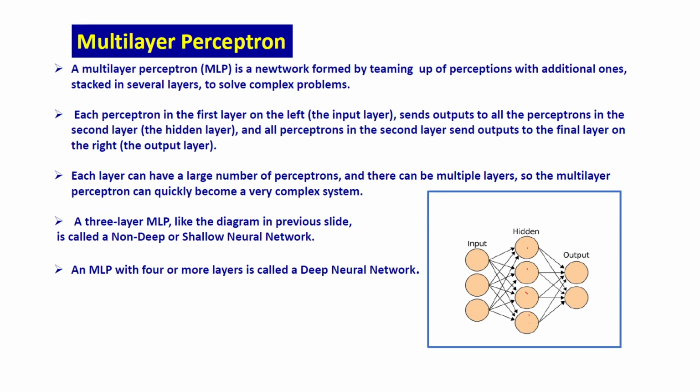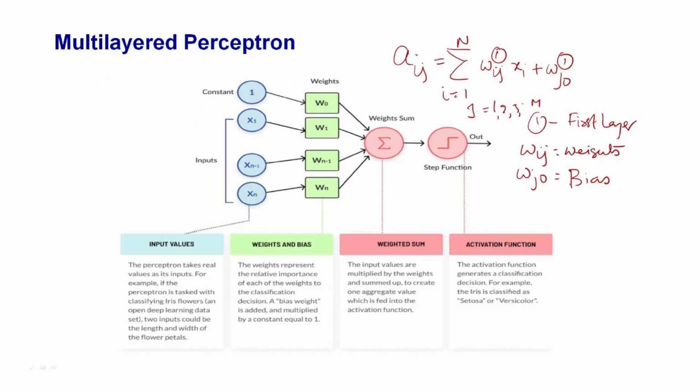So, the 3-layer MLP shown here is basically called a shallow neural network, because you have only 3 layers. But when you have 4 or more layers, it is called a deep neural network. That is what is used in deep learning methods, where more such layers are used. I told you, right, sometimes hundreds of layers are used.